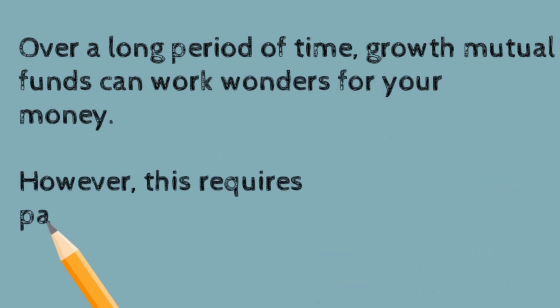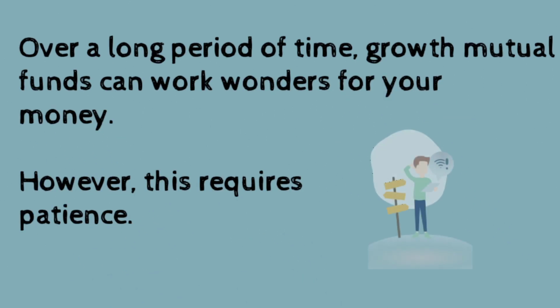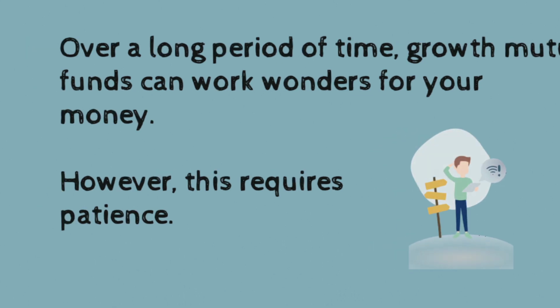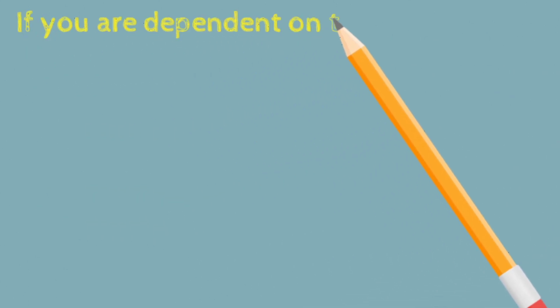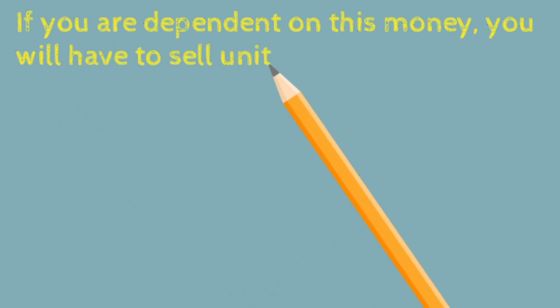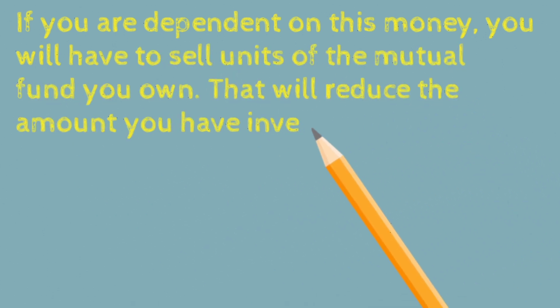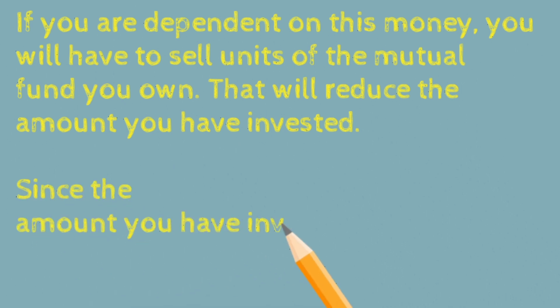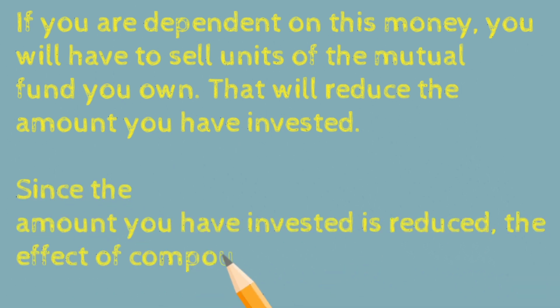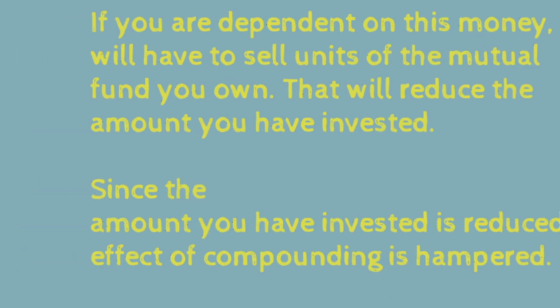However, this requires patience. If you are dependent on this money, you will have to sell units of the mutual fund you own. This will reduce the amount you have invested. Since the amount you have invested is reduced, the effect of compounding is hampered.